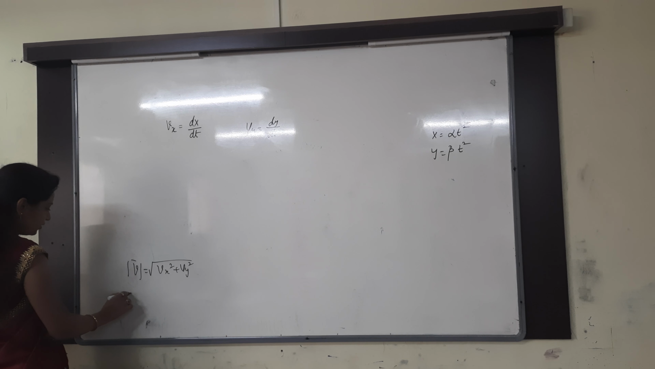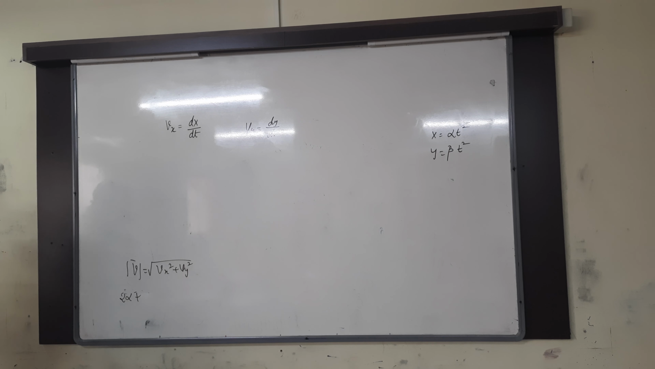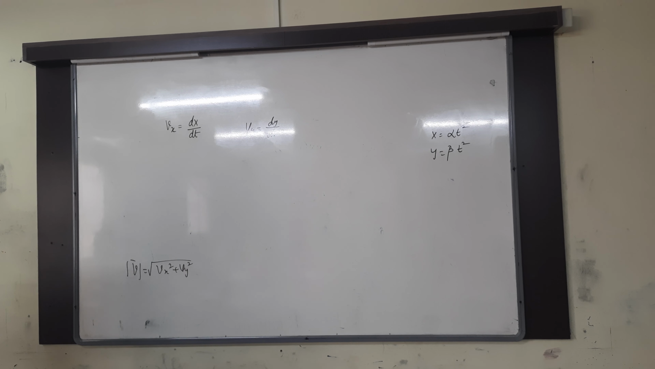2 square alpha t square, 2 alpha will come outside. And then, how much? What is the answer? Yes, 2t root over alpha plus beta will be the answer. At least you got the differentiation.